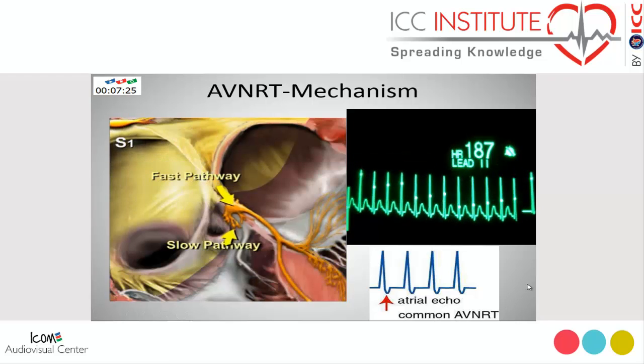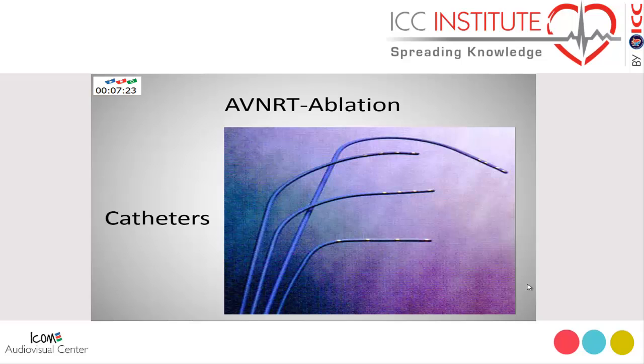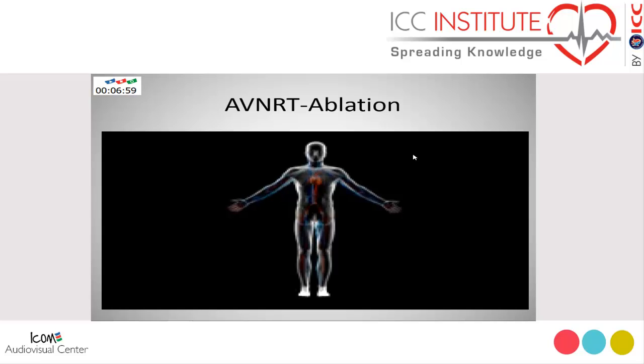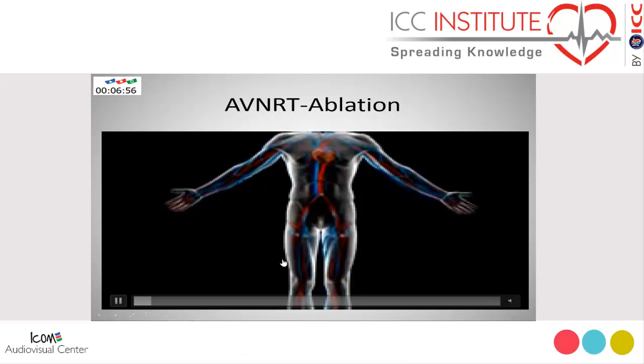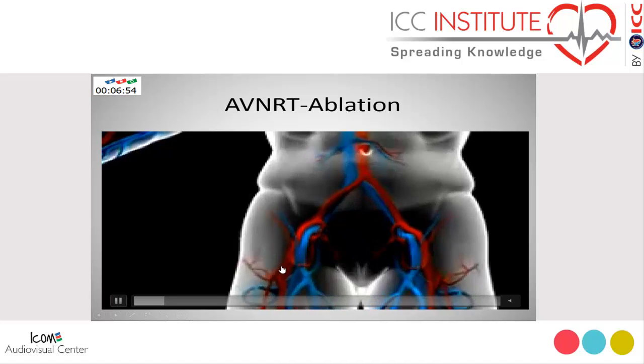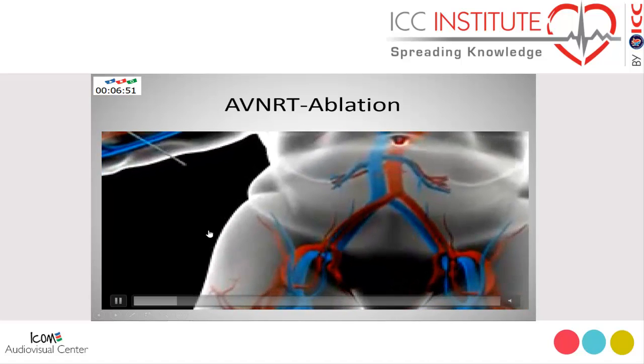This is the mechanism in a diagram. So what do we do for this kind of arrhythmia? We introduce a catheter like this one, and we will show an animation of how we introduce this catheter. Its tip can produce radio frequency energy, which can heat the tissue up to 70 degrees centigrade, and it can cause what is called ablation of the tissue, like cauterization. This is an animation. This is the patient lying on the table, and this is the catheter.